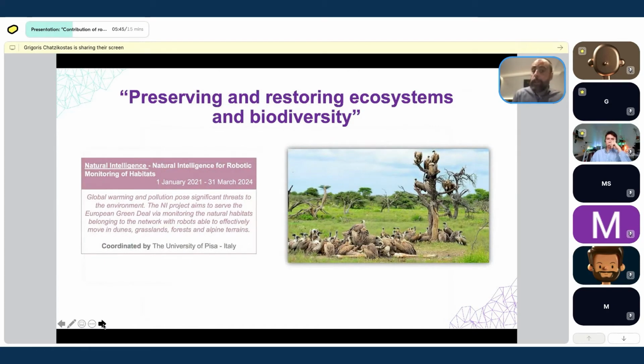Preserving and restoring ecosystems and biodiversity is another very, very important aspect. It will become more and more interesting once we realize the consequences of violating the balance of biodiversity and nature. Already we're experiencing that today. There is a project called Natural Intelligence that is helping, through robotic technologies, to follow the moves of habitats into dunes, grasslands, forests, alpine terrains, all the difficult terrains that human observers find difficult to reach. This is coordinated by the University of Pisa.